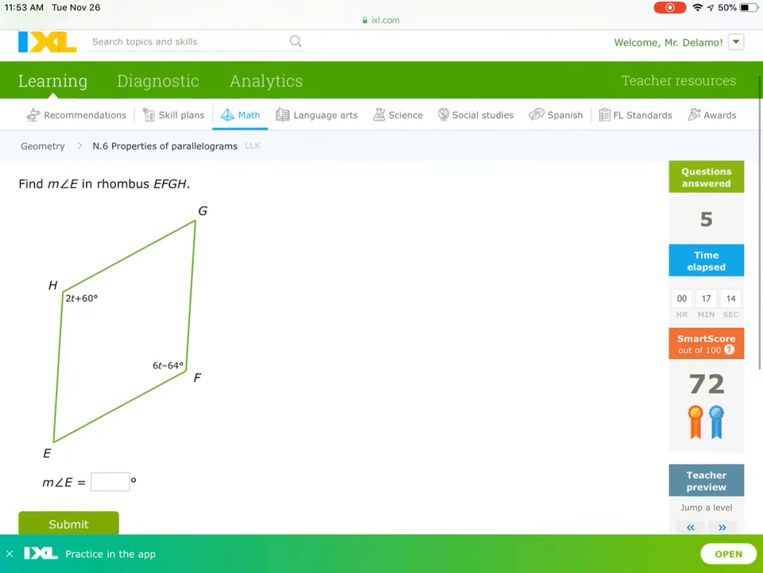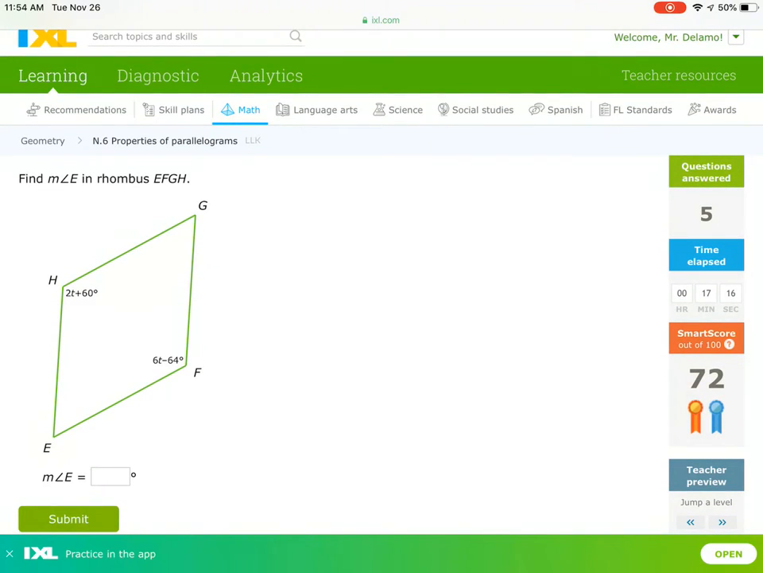Those two angles would be congruent to each other. So you would set those expressions equal to each other. Okay.